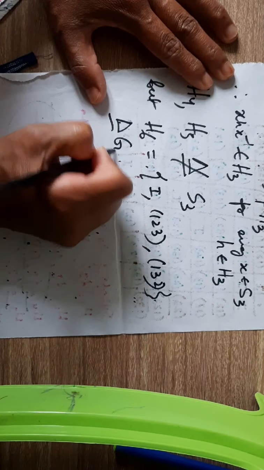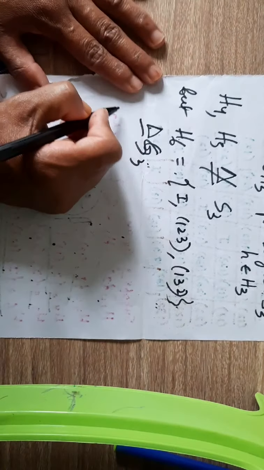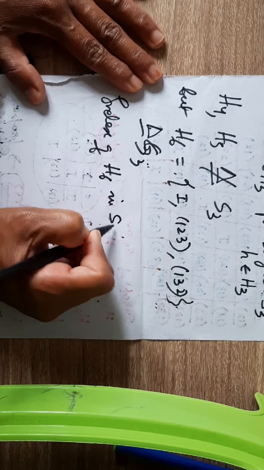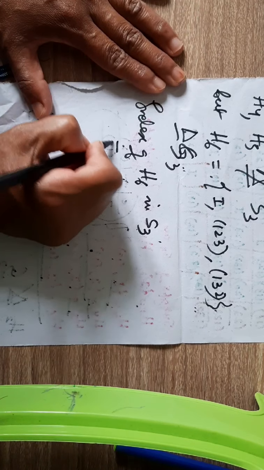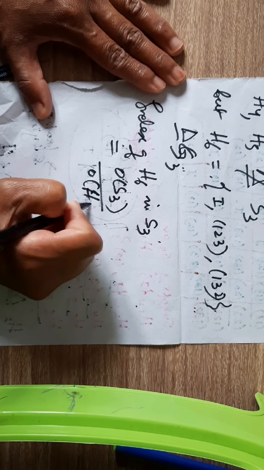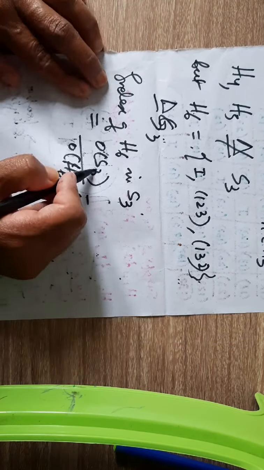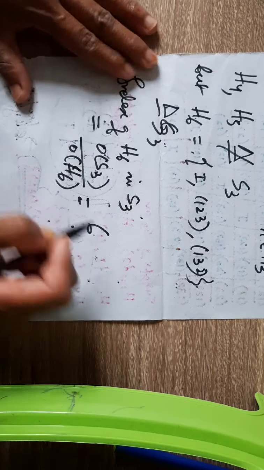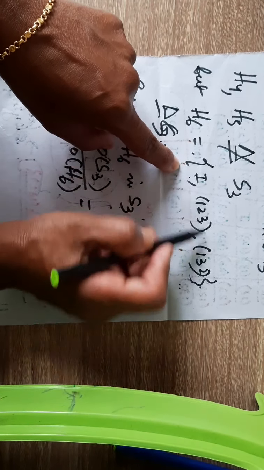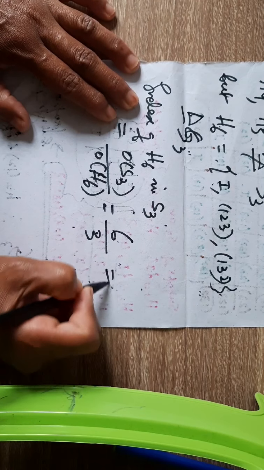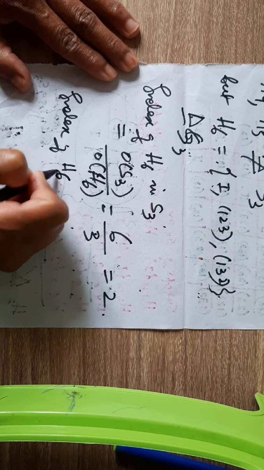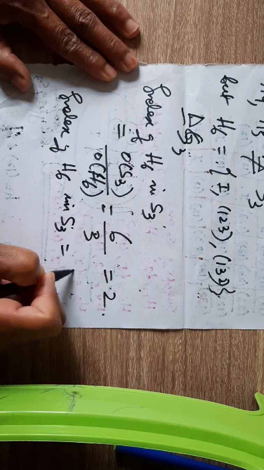of S3. Why? What is the index? Index of H6 in S3, using that theorem, is equal to order of S3 by order of H6. The order of S3 is equal to 6 because S3 contains 6 elements, and what is the order of H6? It is 3. Why? It contains 3 elements. So this will give you 2, which means that the index of H6 in S3 is equal to 2.